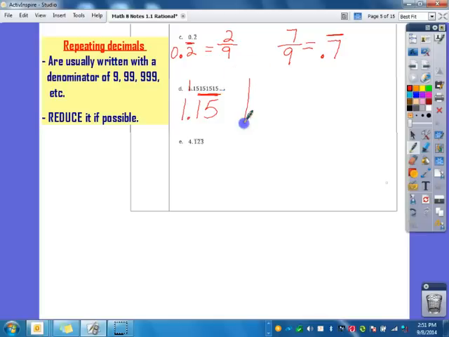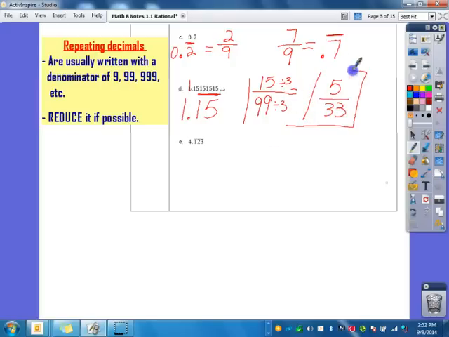So we have our whole number 1, and now 15 doesn't go over just a 9. We have 2 digits, so it goes over 99. Can that be simplified? Yes. You remember the divisibility rule of 3, 5 plus 1 is 6. I know 3 goes into that. 9 and 9 is 18, 3 goes into that. So, divide by 3. 15 divided by 3 is 5. 99 divided by 3 is 33. And then we have our whole number 1. 1 and 5 over 33. 5/33rds.